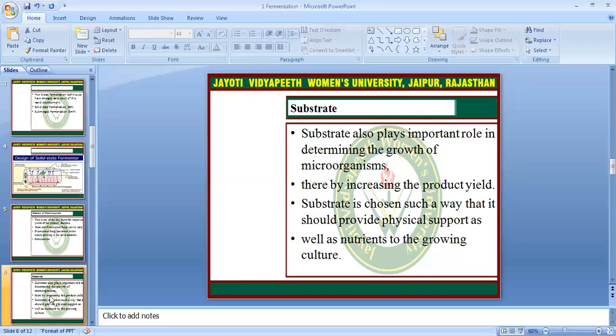Substrate also plays an important role in determining the growth of the microorganism, thereby increasing the product yield. The substrate is chosen in such a way that it should provide physical support as well as nutrients for the microorganisms growing in this substrate culture.